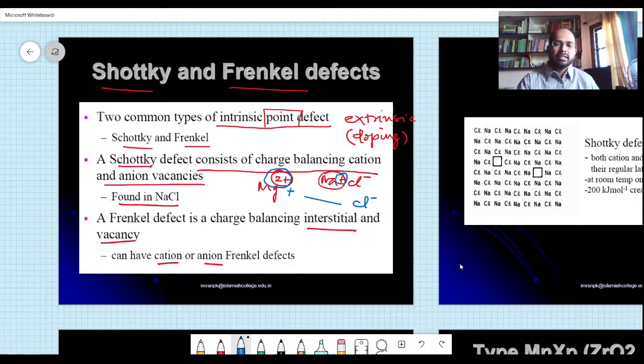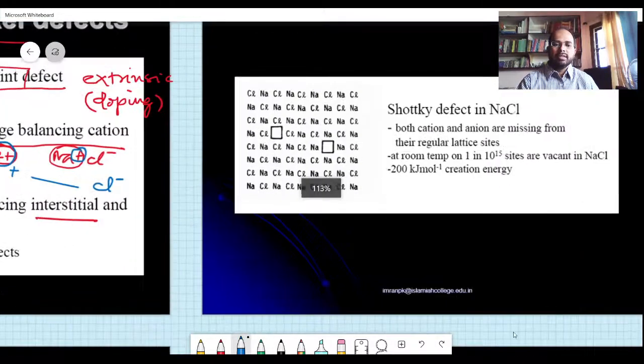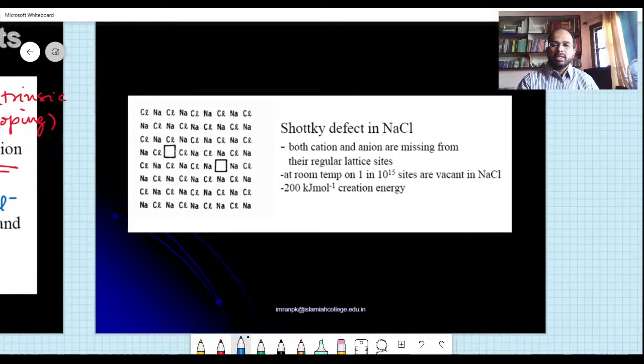So here it is given. You can see the Schottky defect given there. Sodium chloride, sodium chloride, sodium chloride, everything is there. And here one sodium is missing, and here one chlorine is missing. So one positive charge is missing and one negative charge is missing. Both cation and anion are missing from the regular lattice. So the lattice is this one.